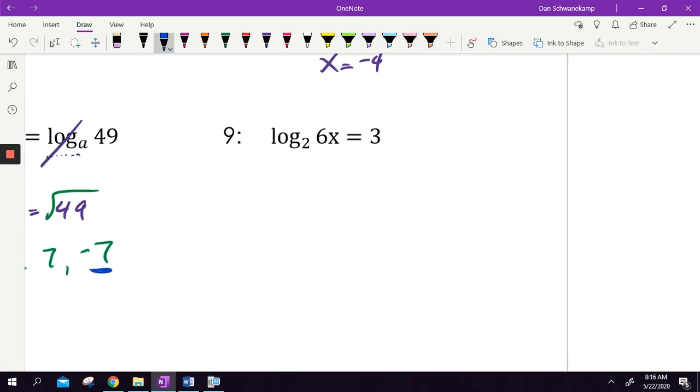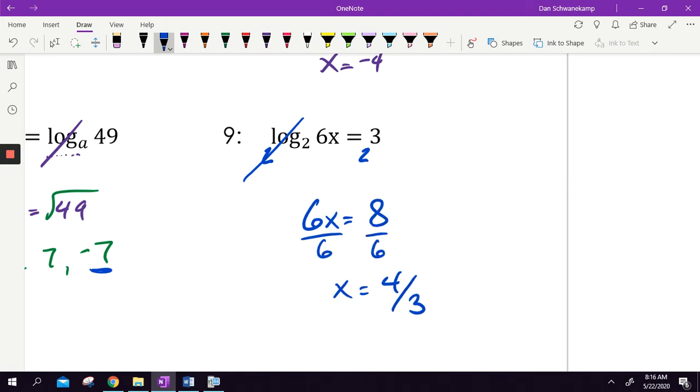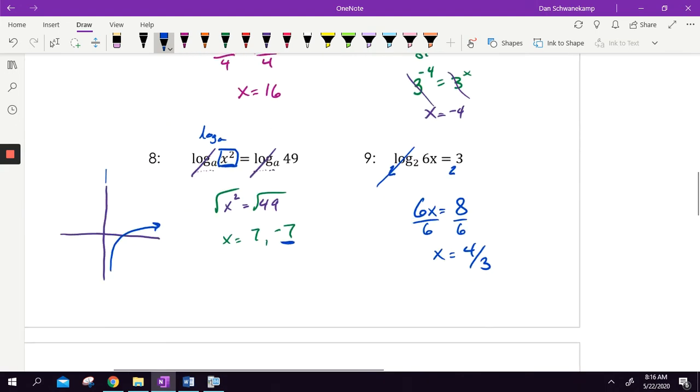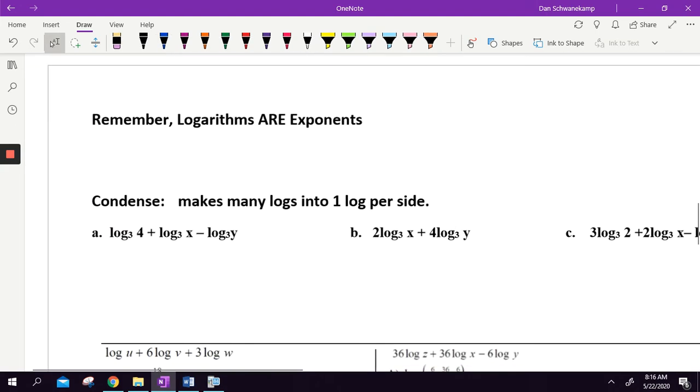Log base 2 of 6x is equal to 3. To get rid of log base 2, I'm going to raise both sides to be a base of 2. Divide by 6, divide by 6, x equals 4/3. I can go through those pretty quickly, just a matter of going through them.